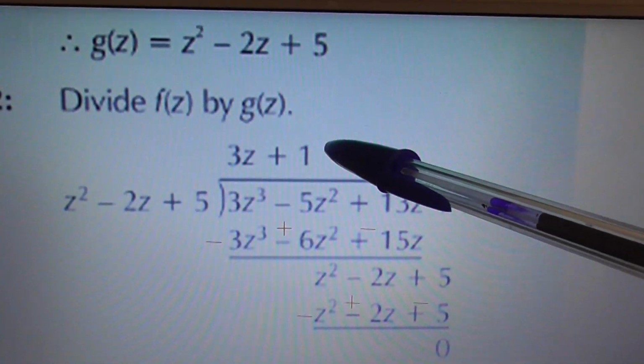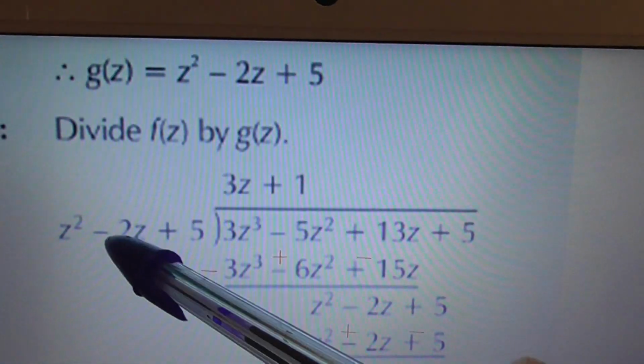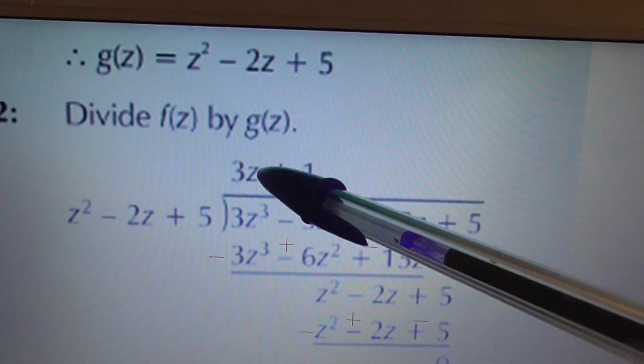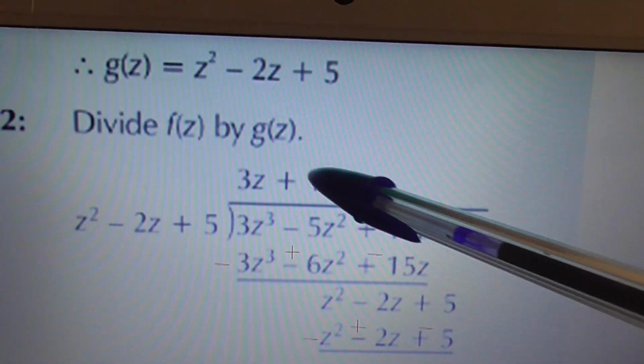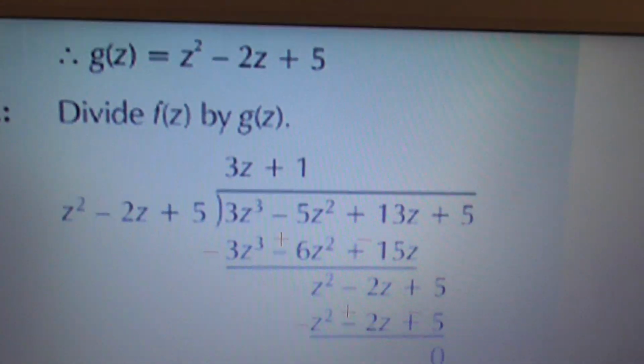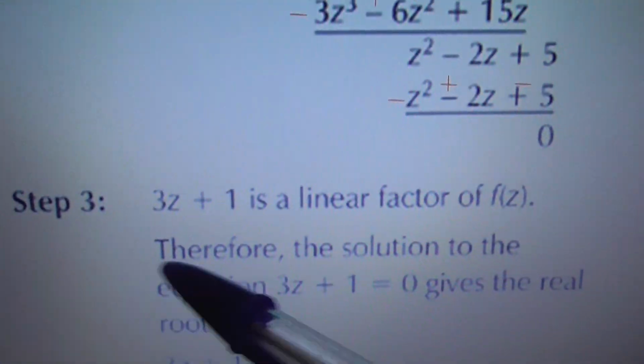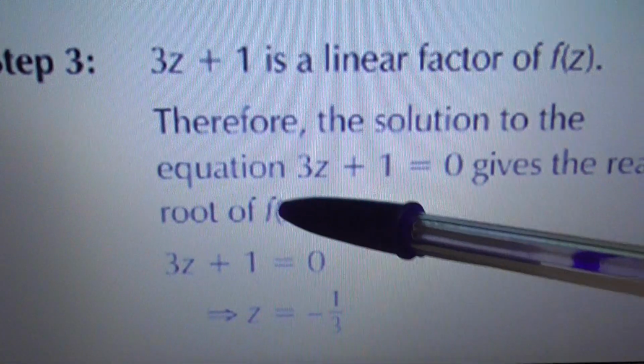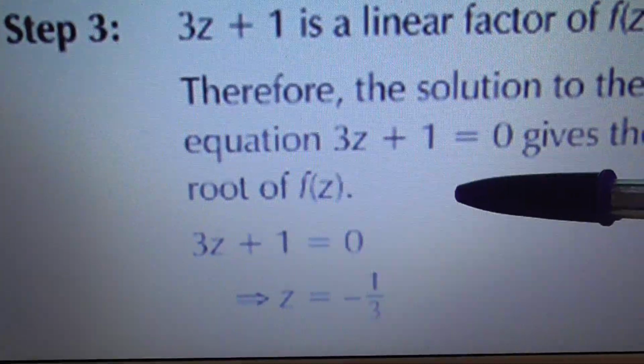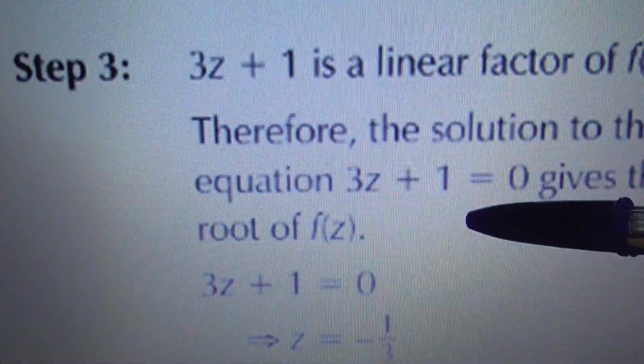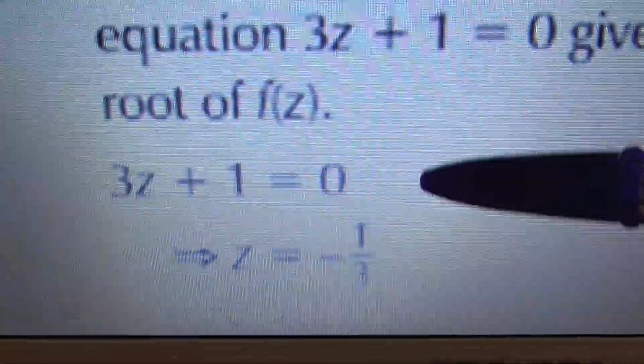That means that's the other factor. So 3z, because the quadratic was a factor of that, so that's the other factor, it's linear. 3z plus 1 is a factor. So if that's a factor, let it equal 0 and solve for z. So 3z plus 1 is equal to 0. Bring over the 1, and it's now 3z equals minus 1, and then divide across by 3. You'll get z is equal to minus 1/3.